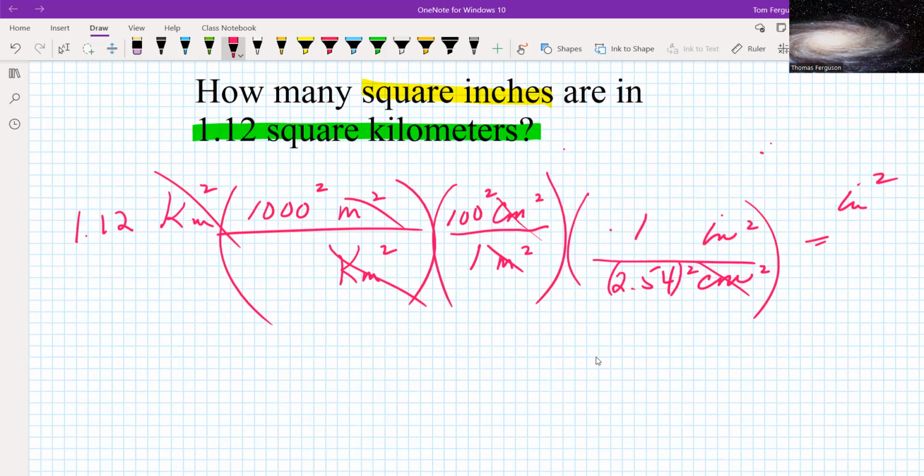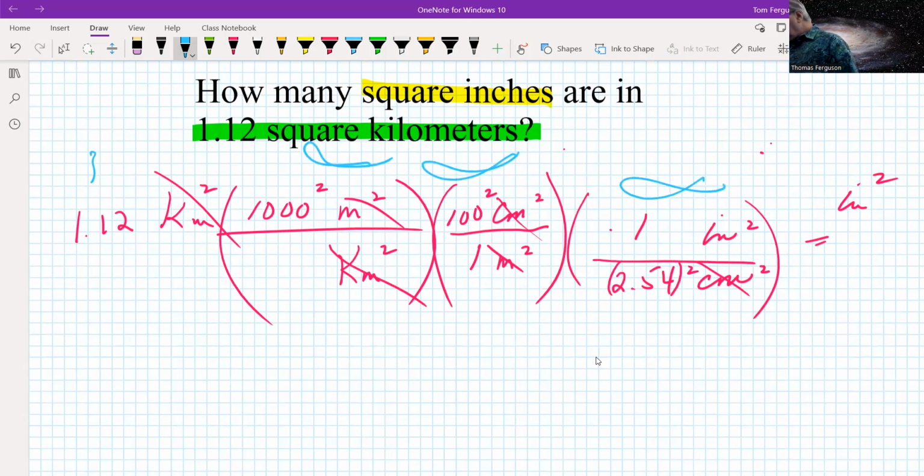And what are we trying to calculate? Square inches. So whenever you see square or cubic, remember you've got to be squaring and cubing your conversion factors. So we're looking at 3 sig figs, infinite. The answer is going to have 3 sig figs.